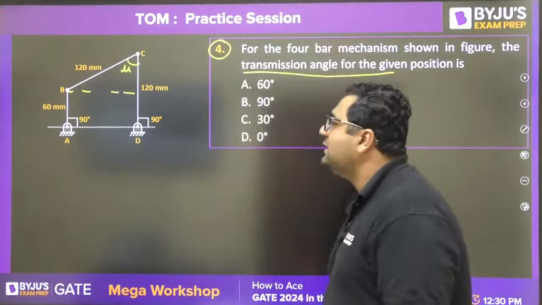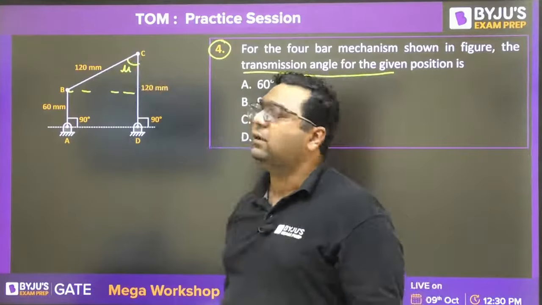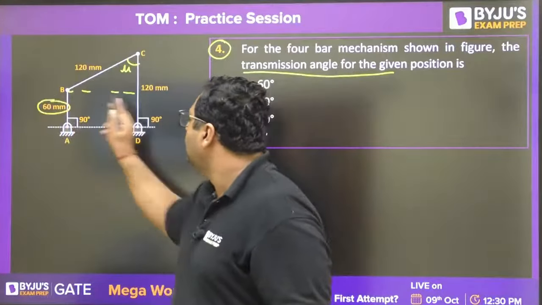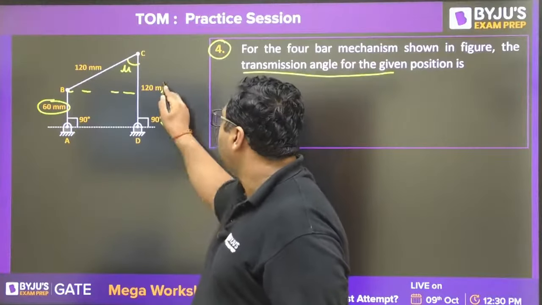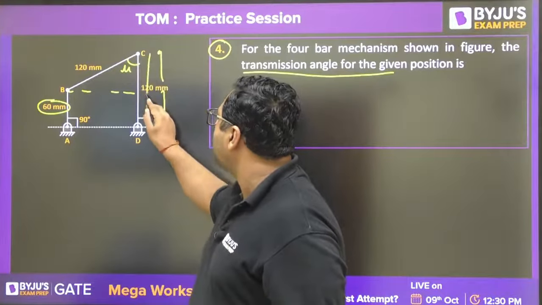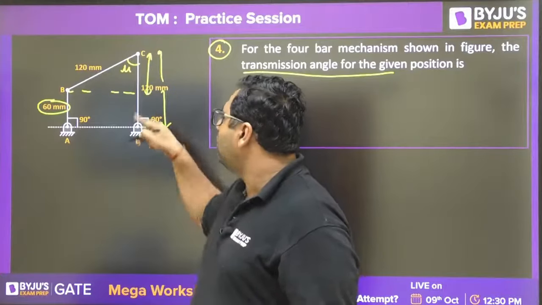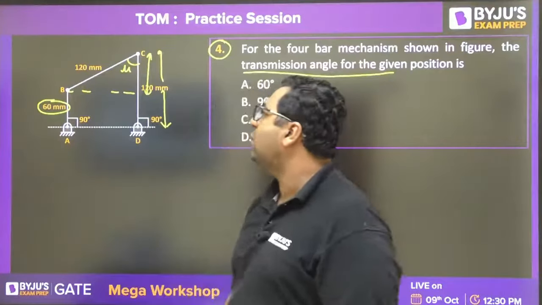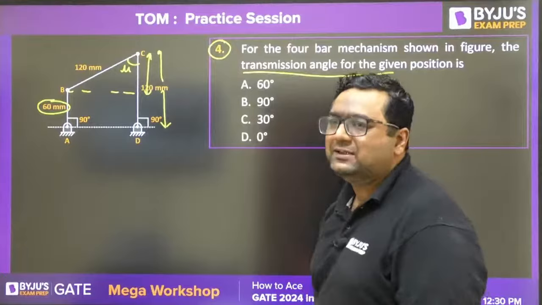Now you can easily find out this transmission angle. You know this length, you know this length, total. So if you know the total, you can find out this part of length also. Once you know this, you can find out the transmission angle by using sine theta.